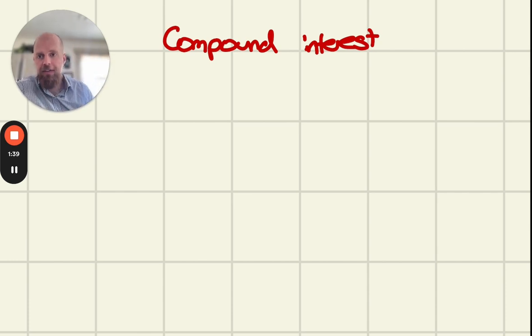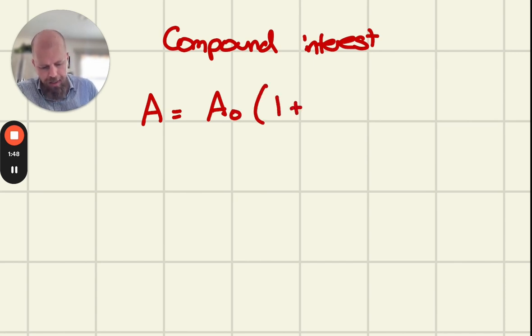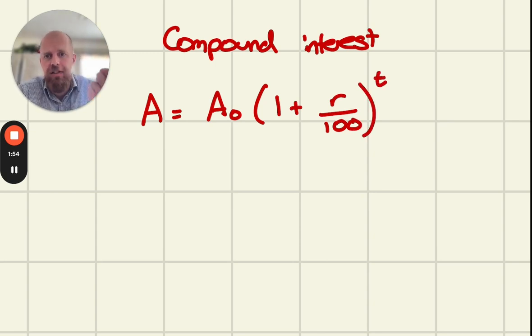And the formula for compound interest is this. The amount that you have in your bank is the initial amount times 1 plus r over 100 to the power t. And r is the percentage that they give you. Sometimes it's I, sometimes it's r, it can be any letter.